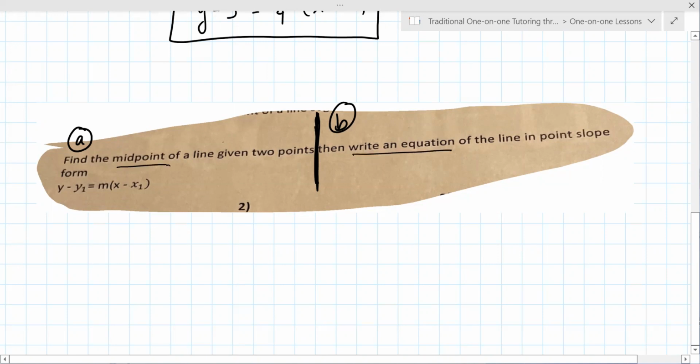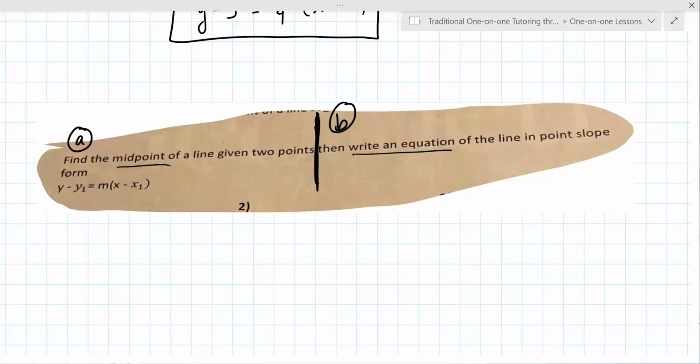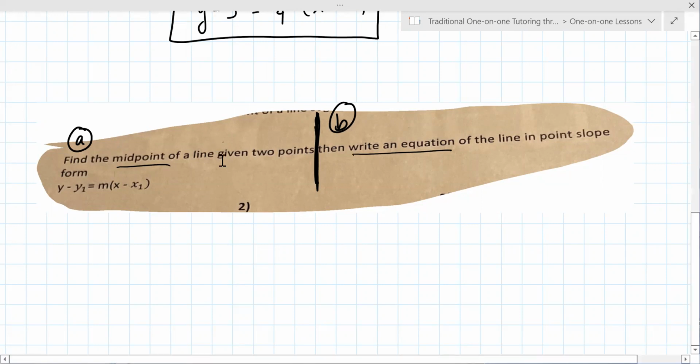So you have to write an equation of the line in point slope form. Okay, that is a tough one, but we're going to do this for the first 3 problems. All right, let's move on. Did you get all this down though for question 1?